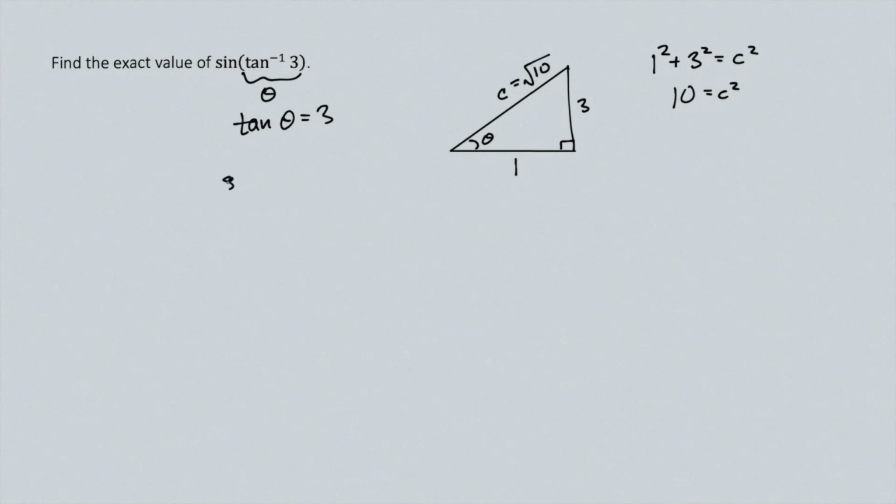And now I can find the sine of that angle. The sine of the angle theta is opposite over hypotenuse. And that's it.